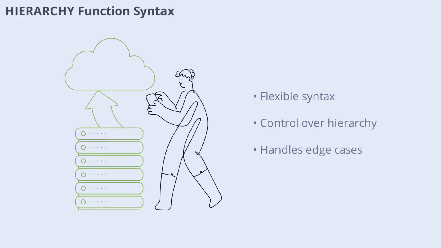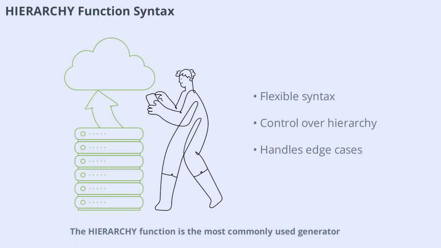Hierarchy function is the most commonly used generator. Its syntax allows you to specify the source data, start conditions, sibling order, depth, multiparent policy, orphan handling, cycle policy, caching, and load strategy. Each option gives you control over how the hierarchy is built and how edge cases are managed. By adjusting these parameters, you can tailor the hierarchy generation to fit your data and performance needs.